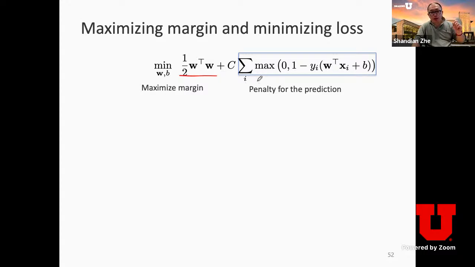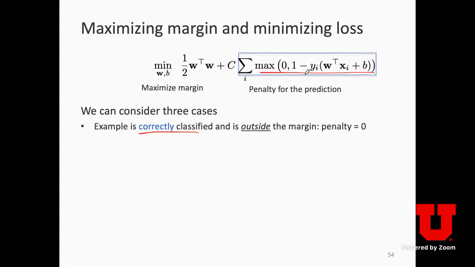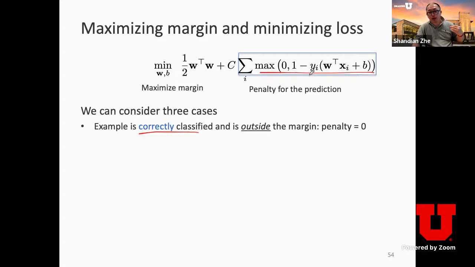And the second term is a summation over every training example i. Every term regarding the training example i actually reflects a penalty for the prediction. So how can we see it as a penalty? We can look at three cases. First, if this example is correctly classified and outside the margin, what's the value of this max function? 0. Yeah, 0.